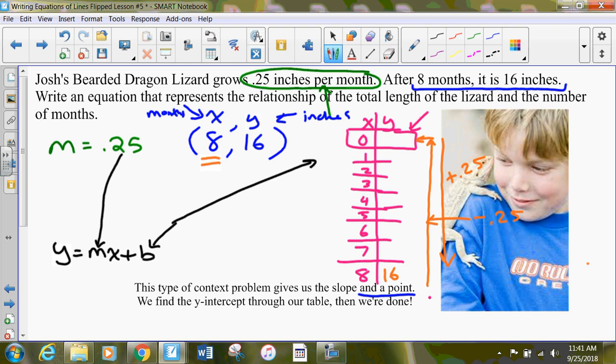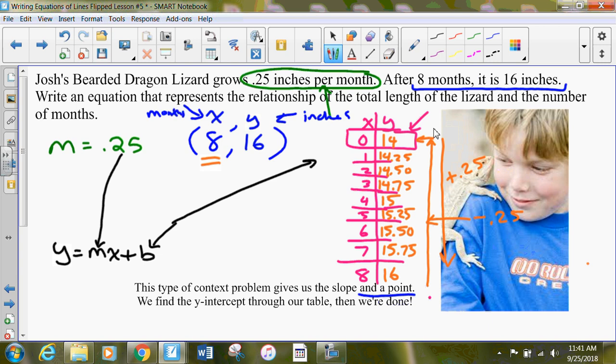All right, 16 minus 0.25 is 15.75. If I subtract another 0.25, I've got this. You can use your calculator to do this. You can do it in your head. Hopefully I'm doing it in my head, so I hope I'm not making any mistakes here. And finally, 14. Okay? So what we just did was we found the y-intercept, and in this word problem, the y-intercept stands for the length of the lizard when he or she was born.